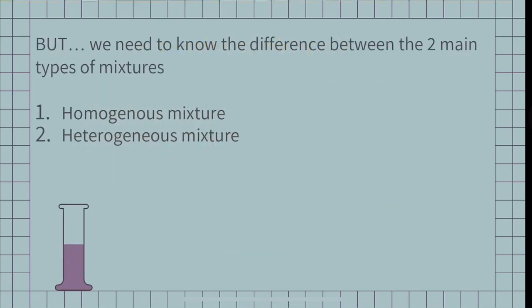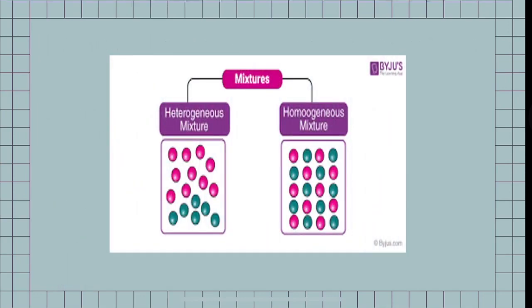But we need to know the difference between the two main types of mixtures, homogeneous mixture and heterogeneous mixture. First of all, we have the homogeneous mixture. The homogeneous mixtures are the substances that are evenly distributed, but difficult to distinguish one substance from another. Heterogeneous mixtures are the parts of the mixture that are noticeable by eyes. So as you can see here in the picture, the homogeneous mixtures are evenly distributed particles, but the heterogeneous are not.